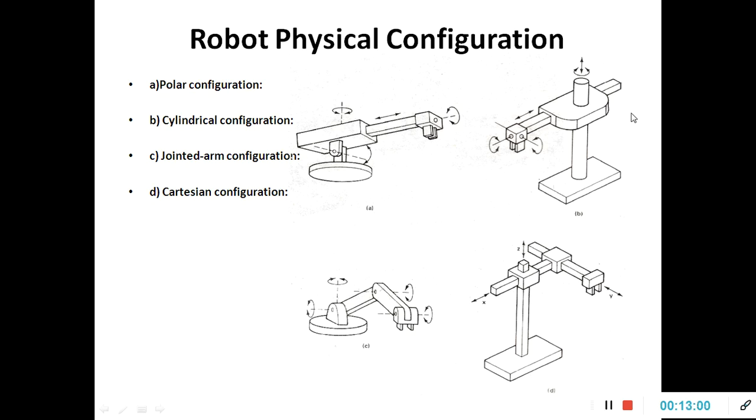Most often this question is asked in the examination: Explain with a neat sketch the physical configuration of a robot. So remember: polar configuration, cylindrical configuration, jointed arm configuration and Cartesian configuration.